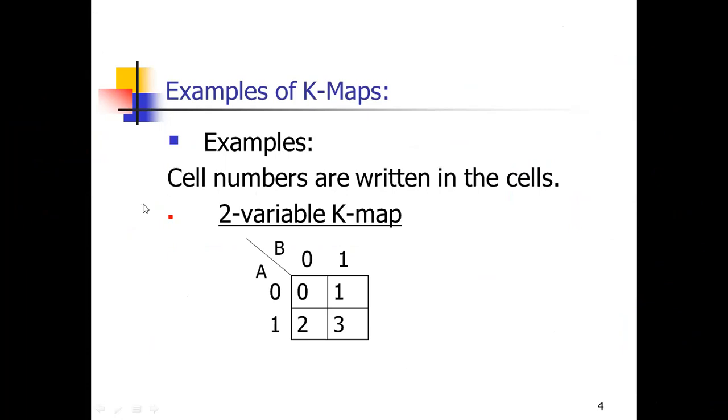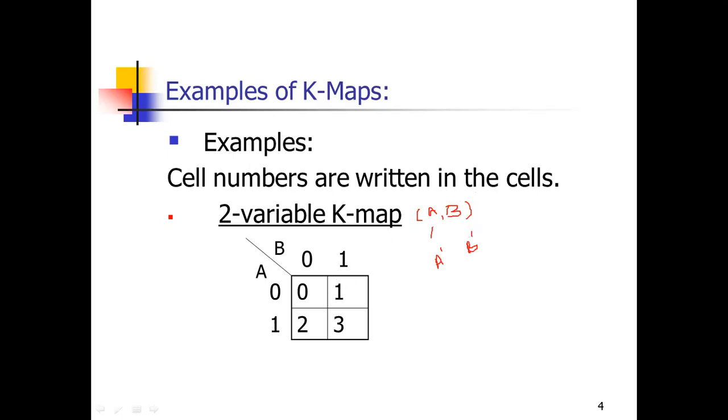So we will see the examples for two variables, three variables and four variables one by one now. Here the example is the two-variable Karnaugh map, or K-map. What are the two variables? The first variable is A and the second variable is B. As I already mentioned, there are complements also: A means A bar, B means B bar.